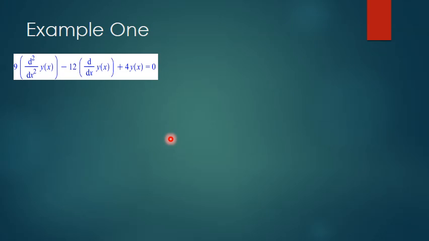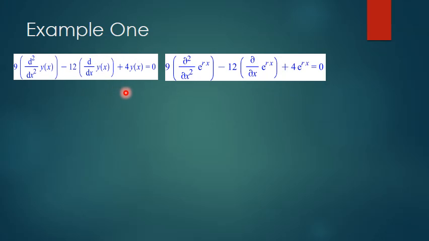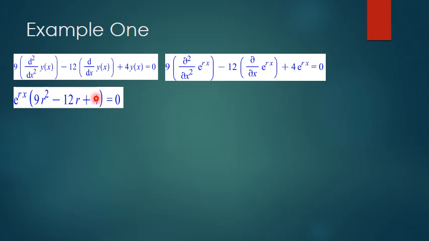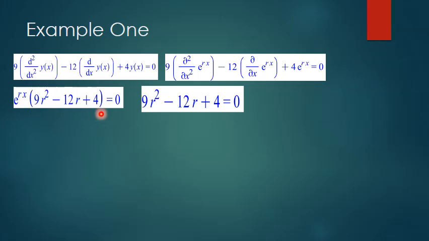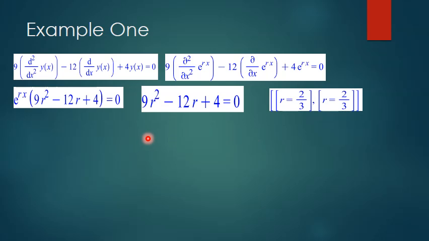Let's do an example. So here's your differential equation. I'm going to plug in my guessed solution and solve for the polynomial. Again, I have to make this polynomial equal to 0, so let's find the roots. And if I solve for those roots, I get these two values for r. Now see, these two values are repeated, so this is a repeated root case. So I have to handle that somehow.